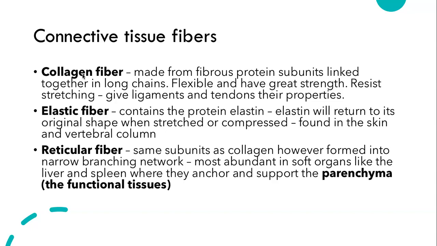The last type of fiber is the reticular fiber. It's made up of the same subunits as collagen. However, instead of being formed together in these long chains, they're formed into this branching network. It's most abundant in soft organs like the liver and spleen, where they sort of hold it together. They anchor and support the parenchyma, which is another term that I want you to know. Parenchyma is just a term for all of the functional tissues. So we have the connective tissue, which supports the parenchyma, or all the functional tissues.